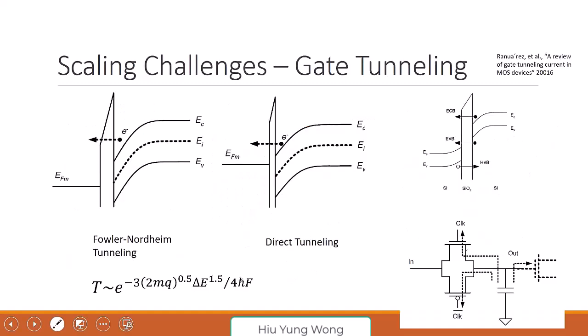The last scaling challenge is the gate tunneling. This is the gate, right? Gate oxide. When it is so thin, we say we want to reduce T-ox, right? When it's so thin, you can have the tunneling. The first thing is the so-called Fowler-Nordheim tunneling. This is because originally it is a square, a rectangle, but the field makes it a triangle.